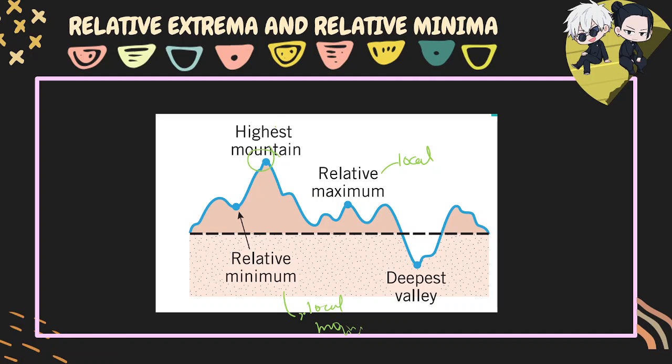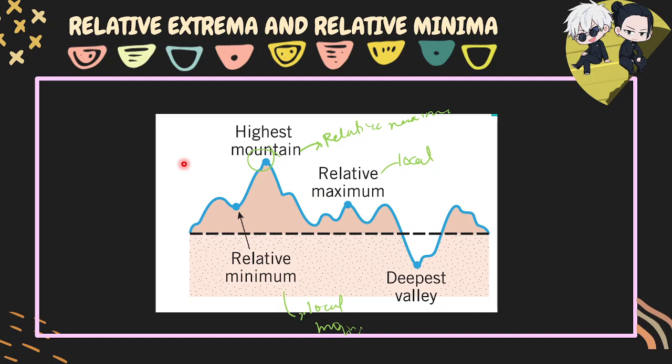So, how about this highest mountain? Is this also a relative maximum? Actually, this is also a relative maximum, because it is the highest among this group or even this whole function. And this one, the deepest valley, is also a relative minimum. So why is it a relative minimum? When we are talking about this point only, the smallest there is this. That is why it is the relative minimum.